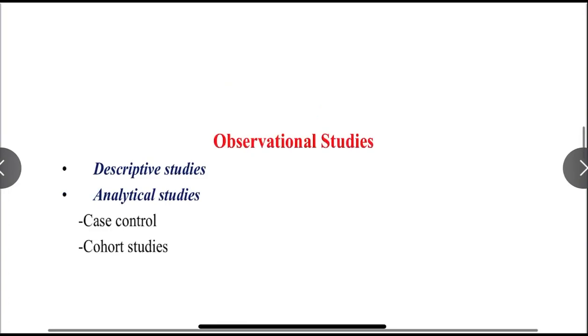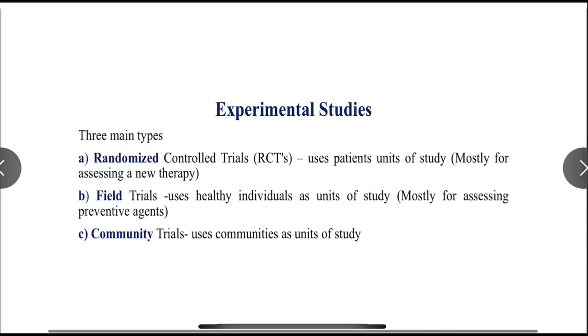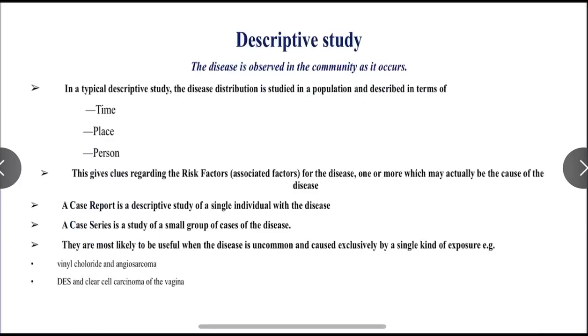Observational studies include descriptive study and analytical study. Descriptive study is a part of observational study. And then analytical study has the further subclassification: case control and cohort study. Experimental study includes randomized control study, field trial, and community trial.